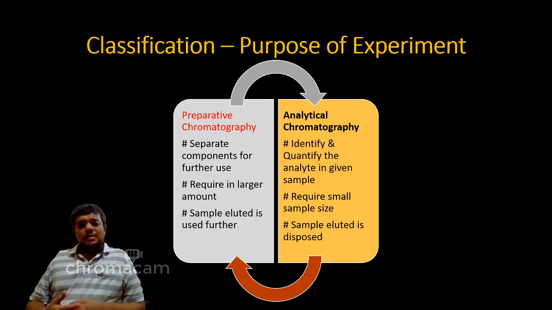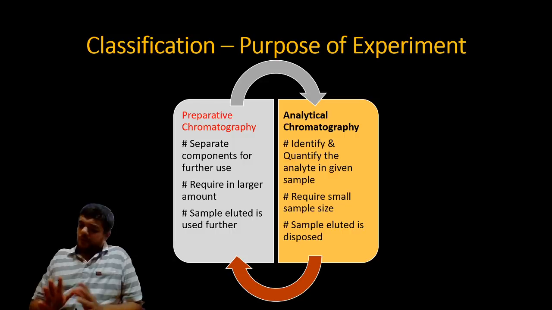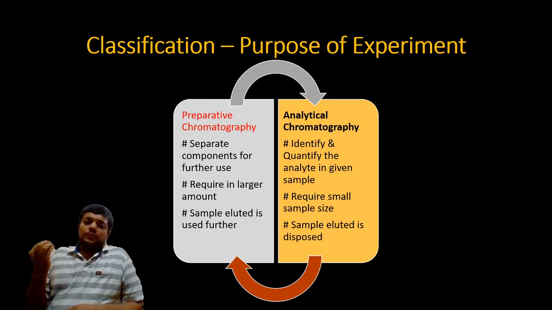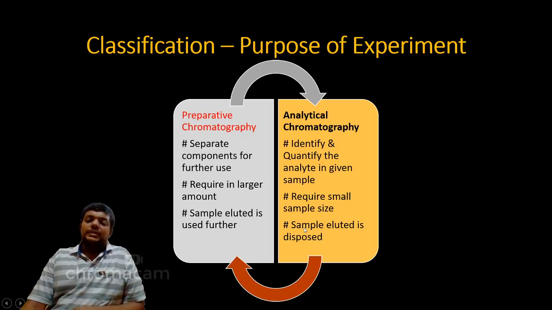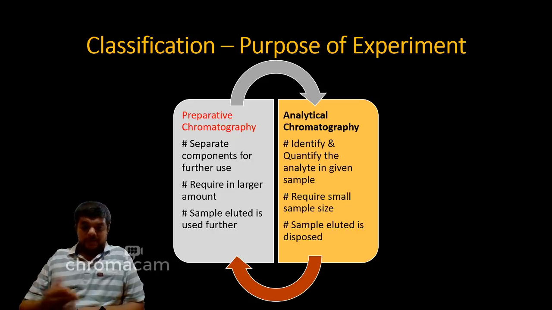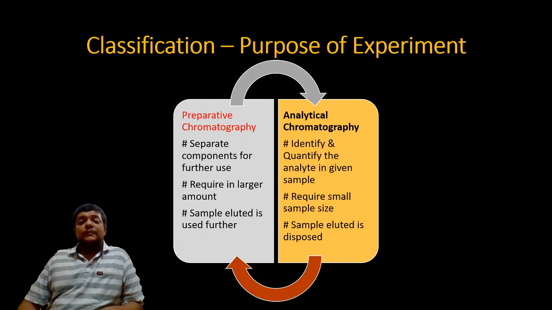But whenever you say that my purpose is analytical, it is only to identify and quantify the analyte in the given sample or mixture. It requires a very small sample size, even up to 1 gram or 1.5 gram, and the sample eluted is disposed. This is a major point. The sample that comes out from the bottom in preparative chromatography should be collected because it is used further, but the sample that comes out from analytical chromatography is directly disposed. You cannot use it further because its quantity is very small. So this is how you classify chromatography into two based on the purpose of the experiment.